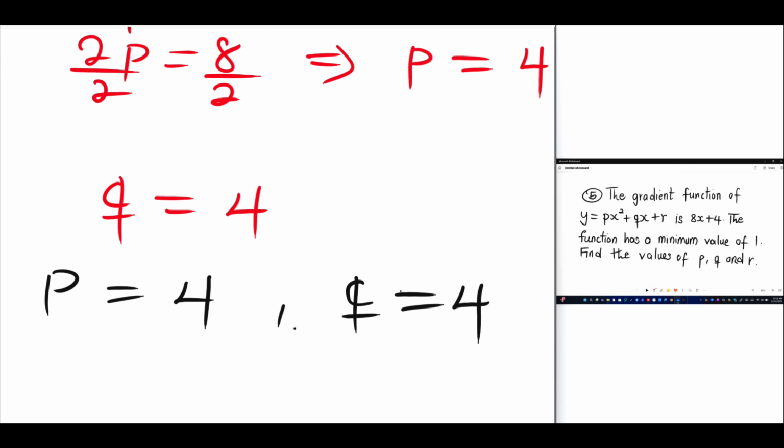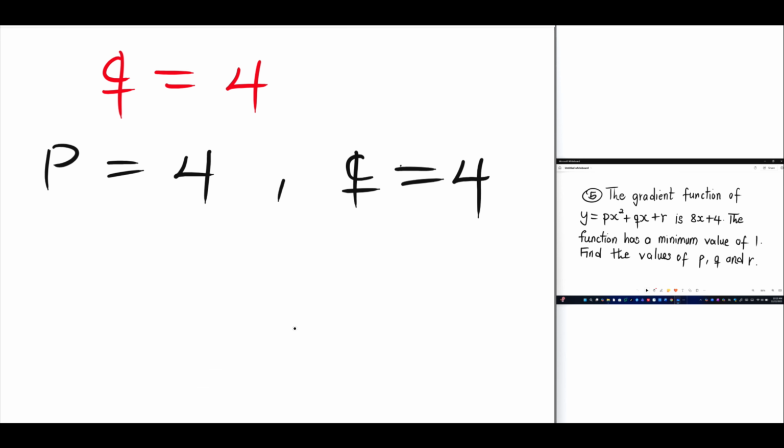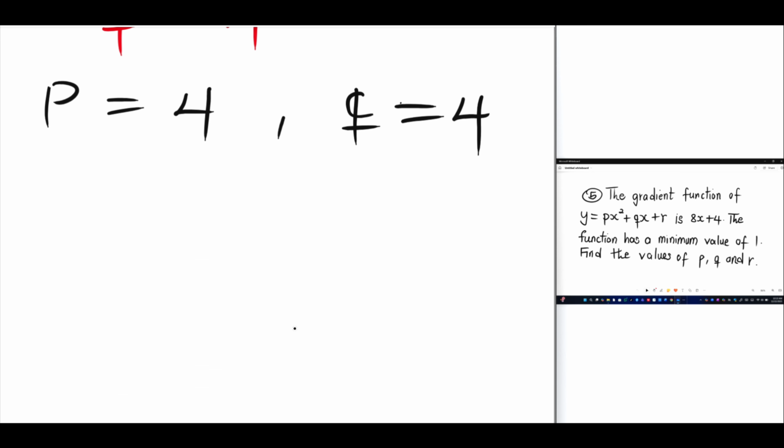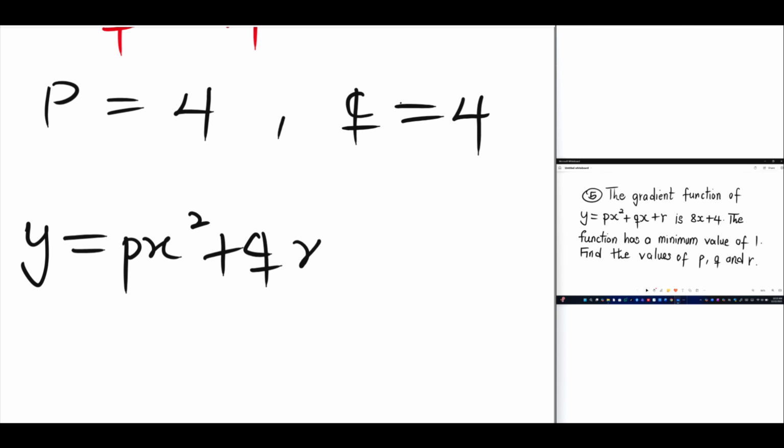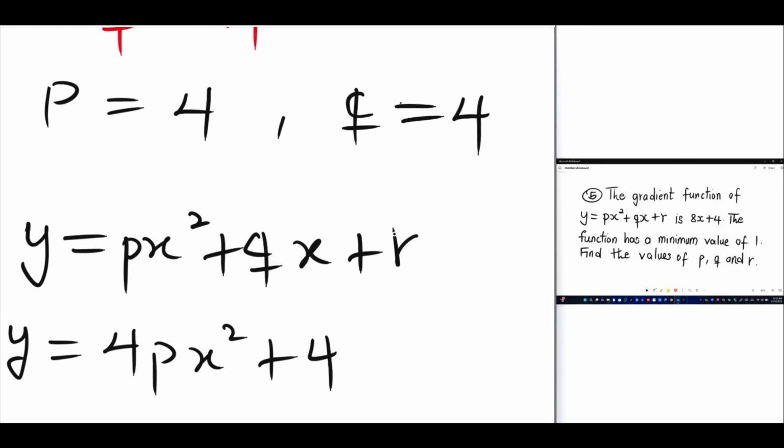All right. Let us continue. We now substitute the values of p and q into the given function. So we have y equal to px squared plus qx plus r. We are going to replace p and q with their values. So y will be equal to 4x squared plus 4x plus r.